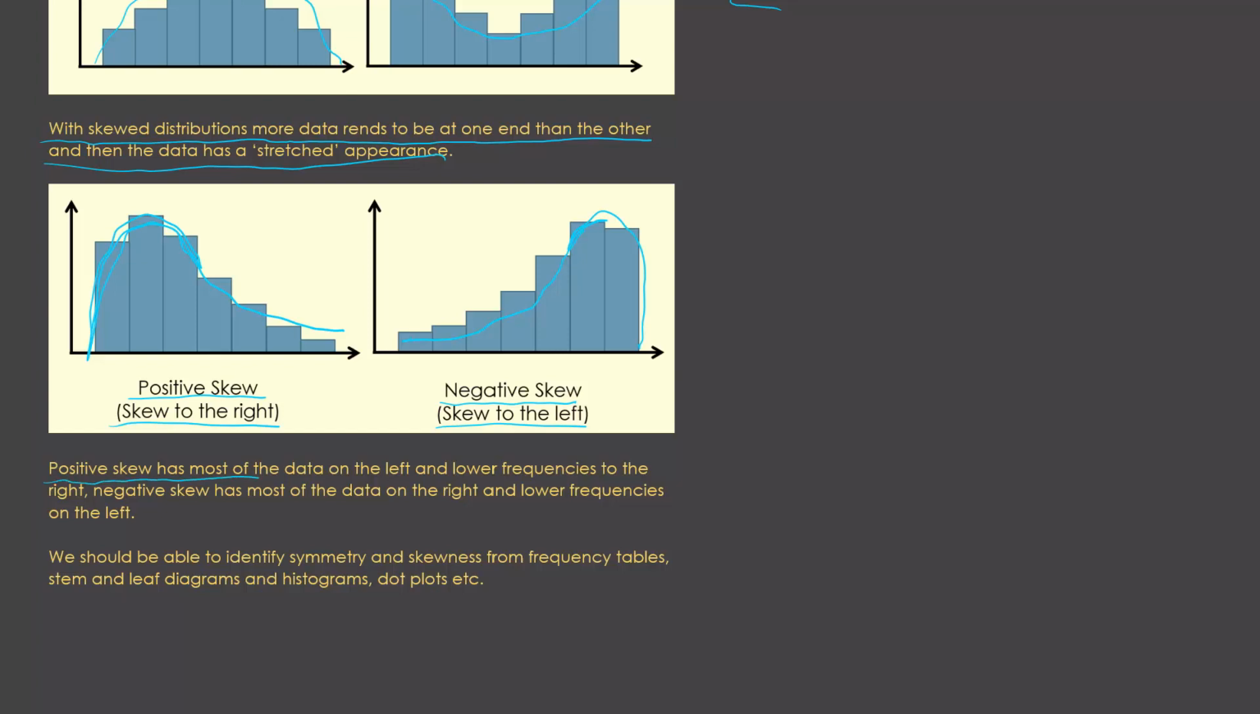Positive skew has most of the data on the left and lower frequencies to the right. Negative skew has most of the data on the right and lower frequencies on the left. We should be able to identify symmetry and skewness from frequency tables, stem and leaf diagrams, and histograms, dot plots, etc.